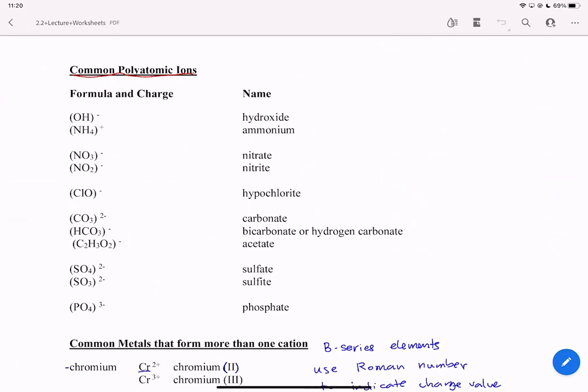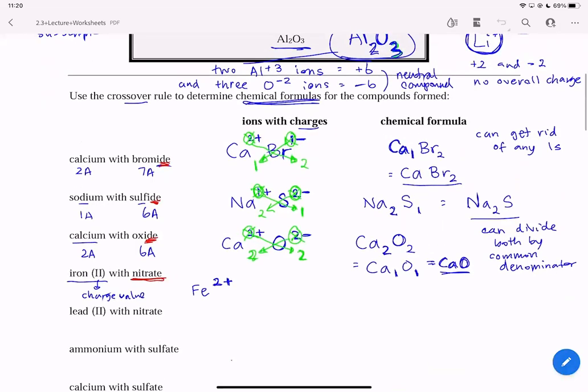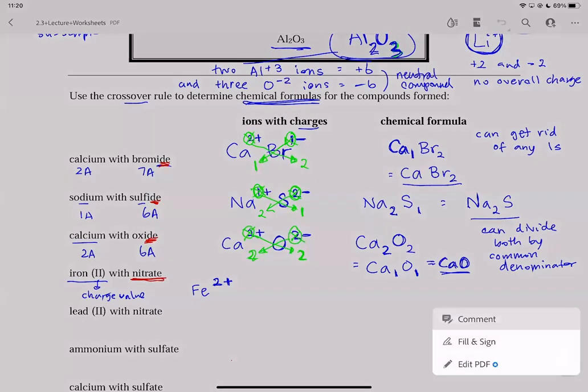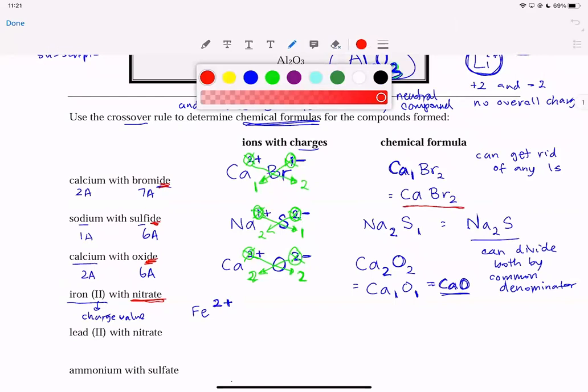Can you explain why you can divide by a common denominator? Okay, so let's go back to here. The examples that I have so far are CaBr2, which was correct. The subscripts are 1 and 2. There's no common denominator there. Na2S was correct. I didn't do any dividing there because the subscripts are 2 and 1.